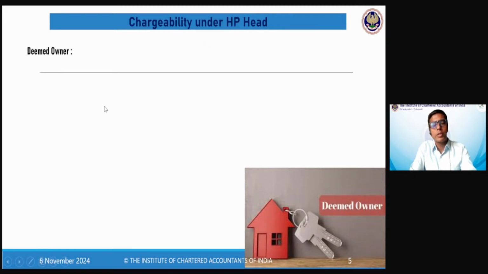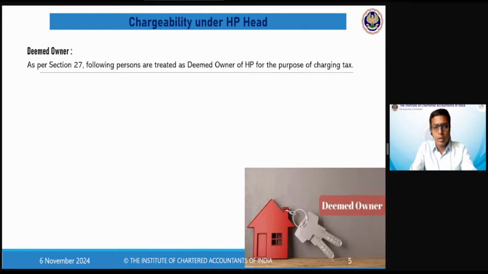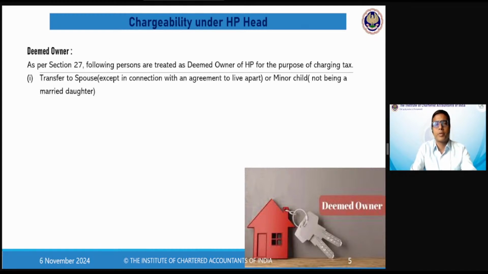Now, this list is given under Section 27 of the Income Tax Act. Now, Section 27 of the Income Tax Act says first, who will be considered as a deemed owner?